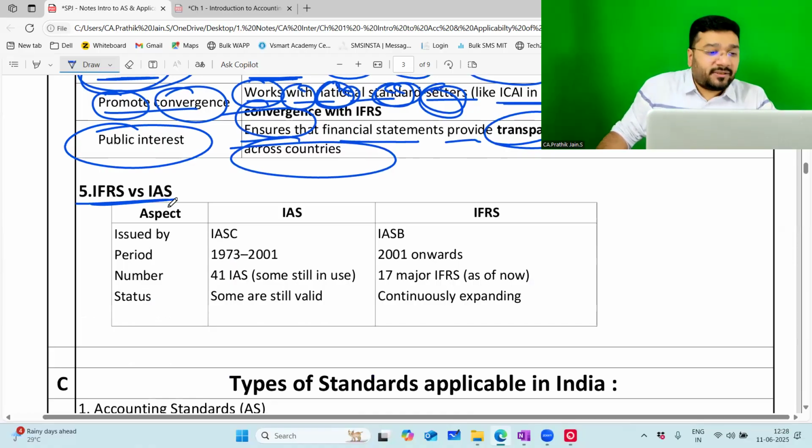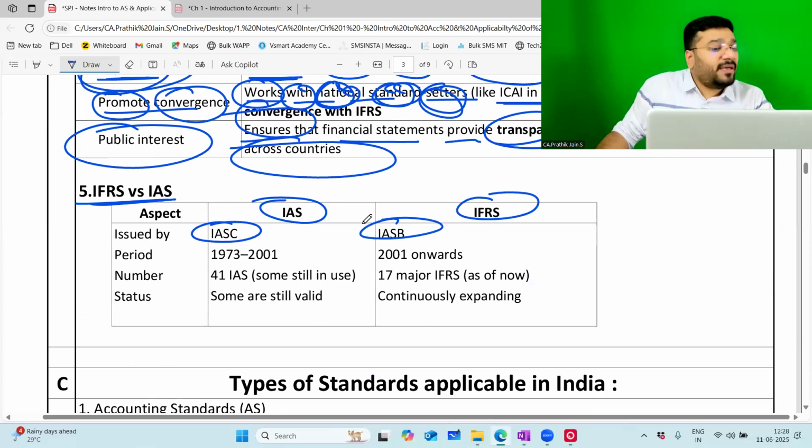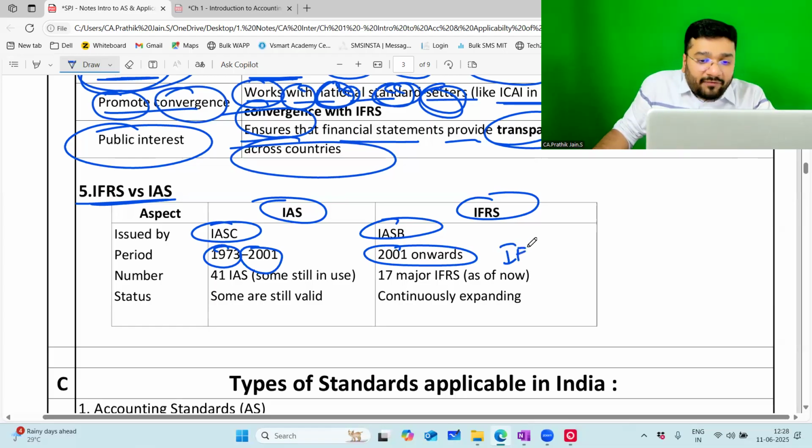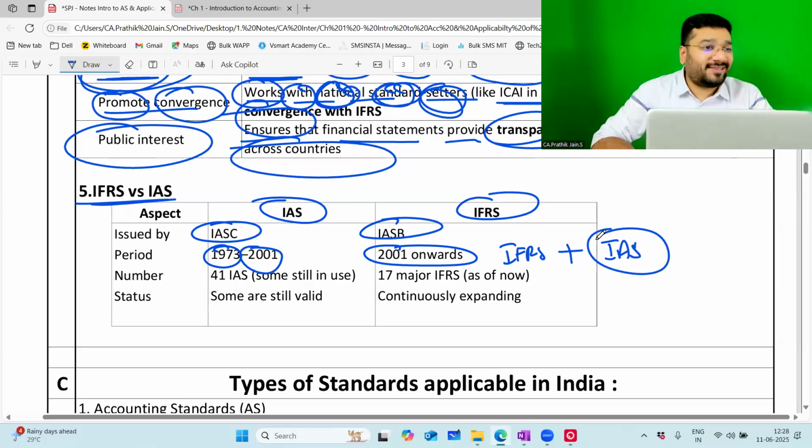IFRS versus IAS. IAS was issued by IASC. IFRS is issued by IASB. What is the period of IAS? 1973 to 2001. During this period, 100% strict IAS was followed, whereas from 2001 onwards until now, we have to follow IFRS. Plus, there are certain places where IFRS has not given any standards. There we adopted revised IAS, not Ind-AS, revised IAS.